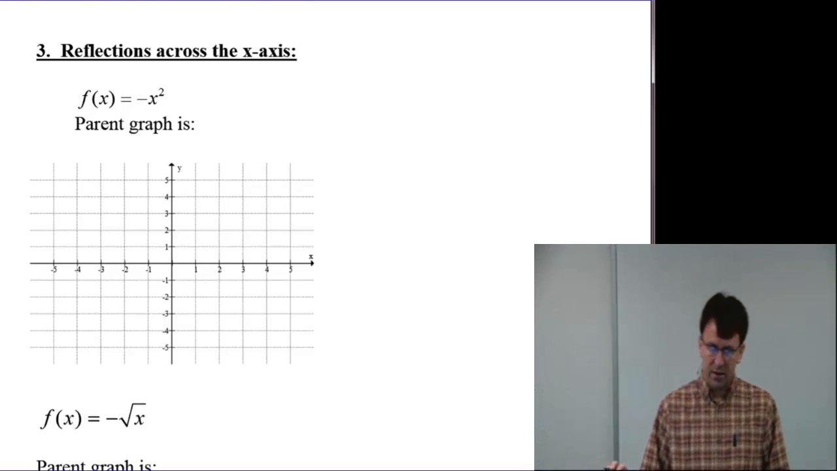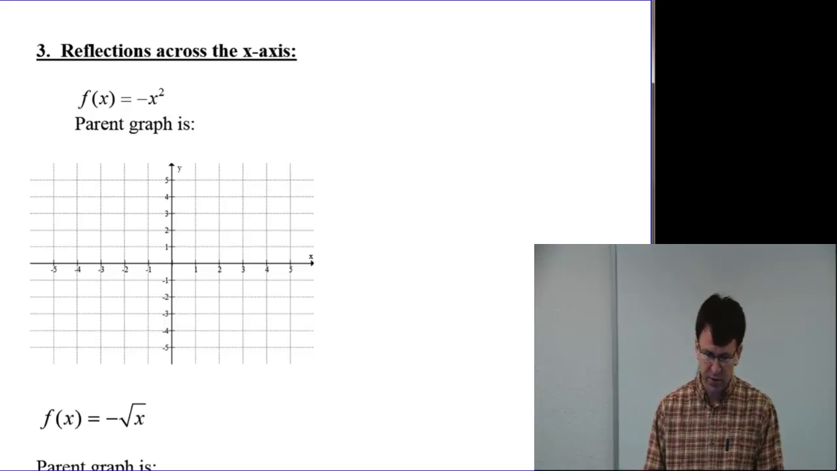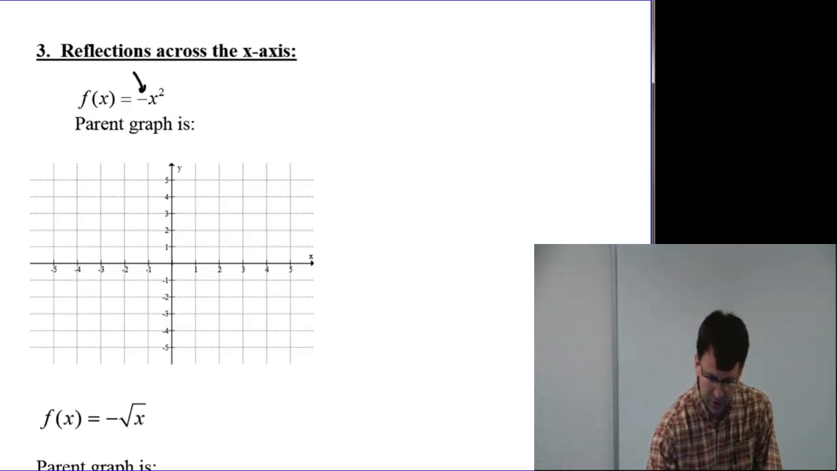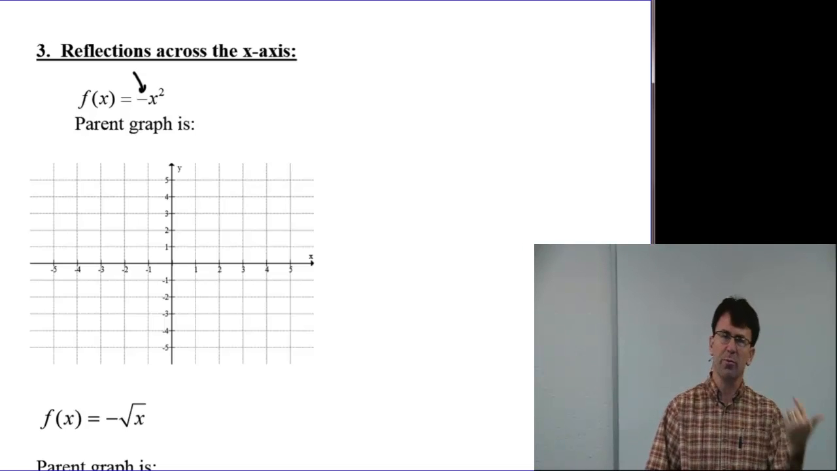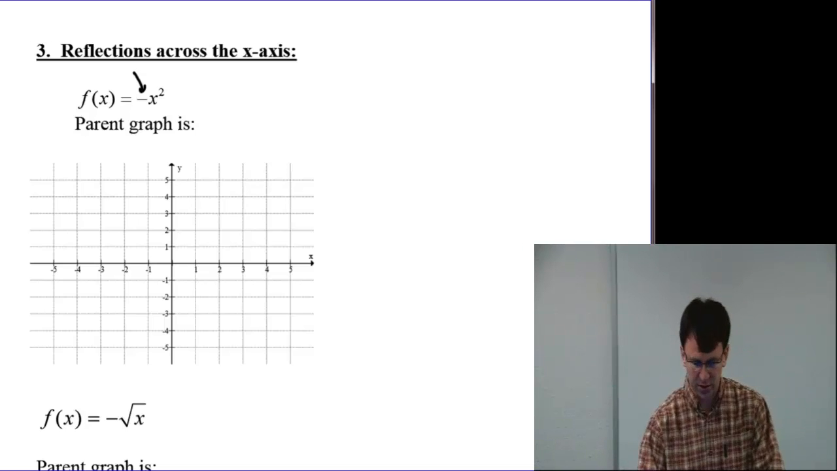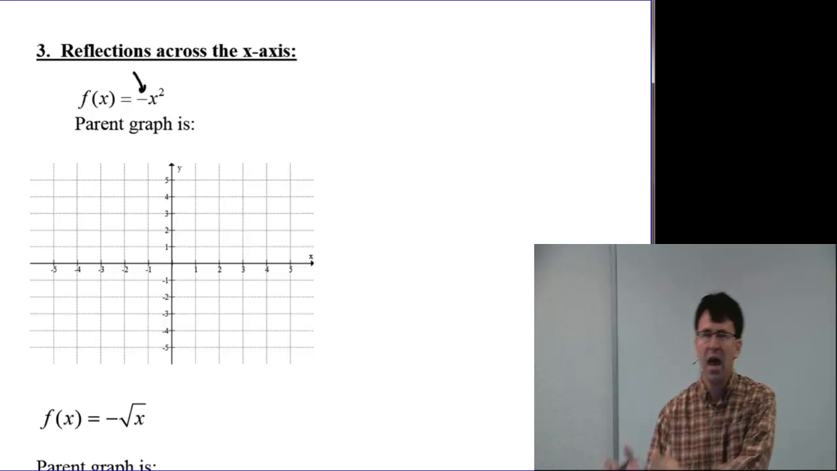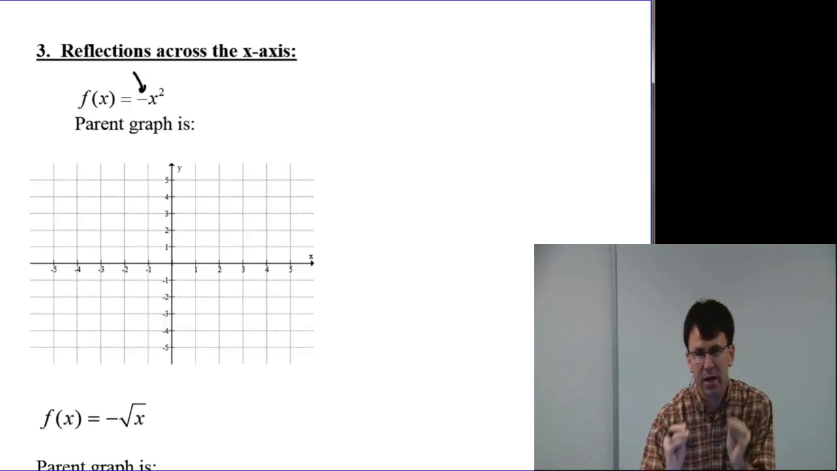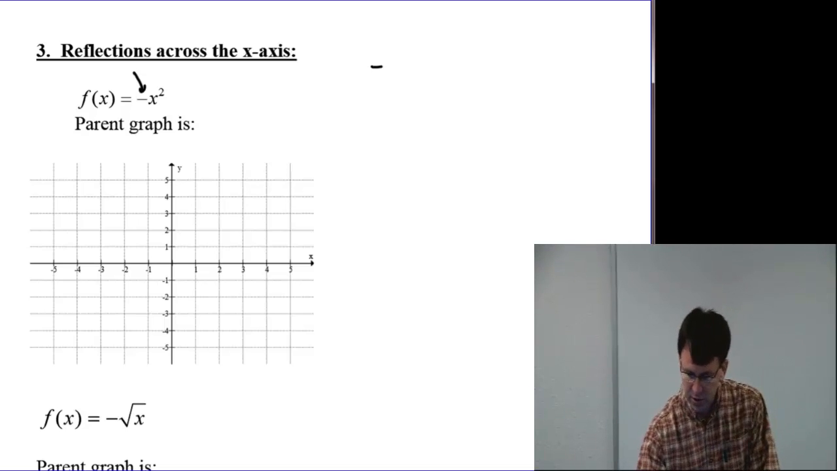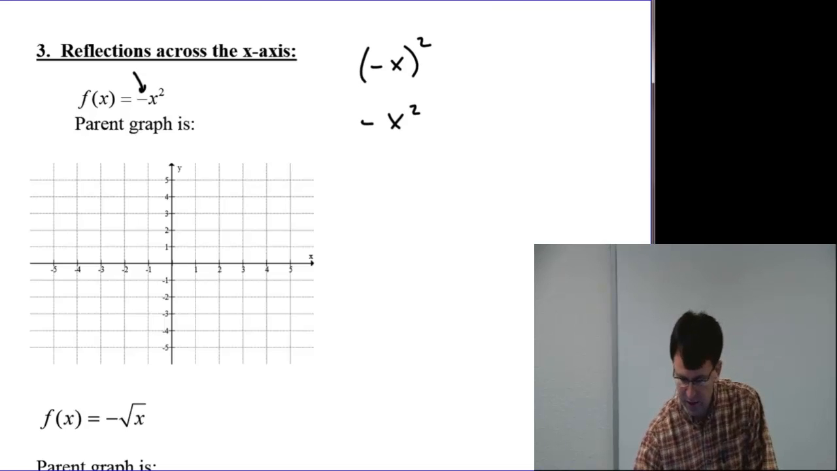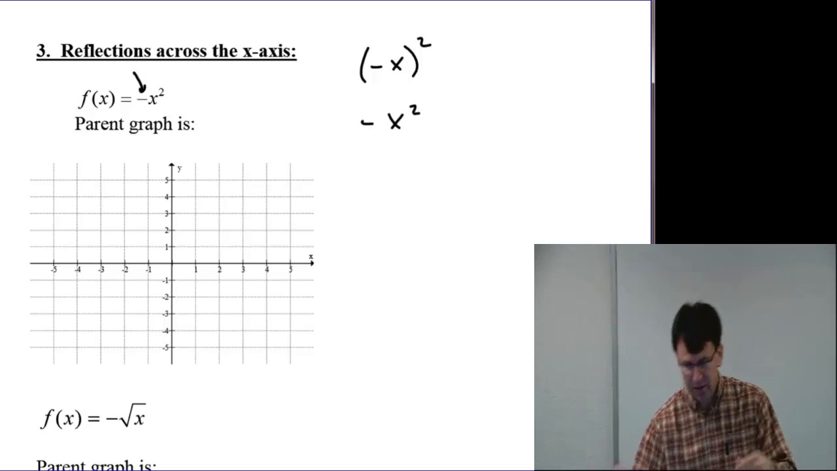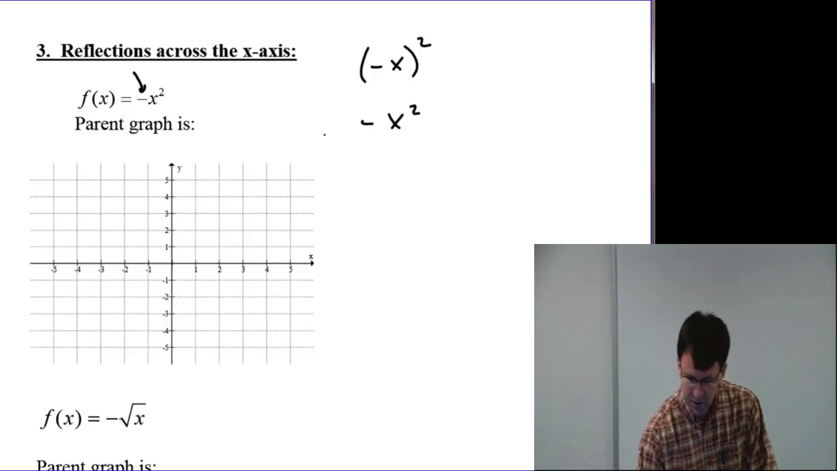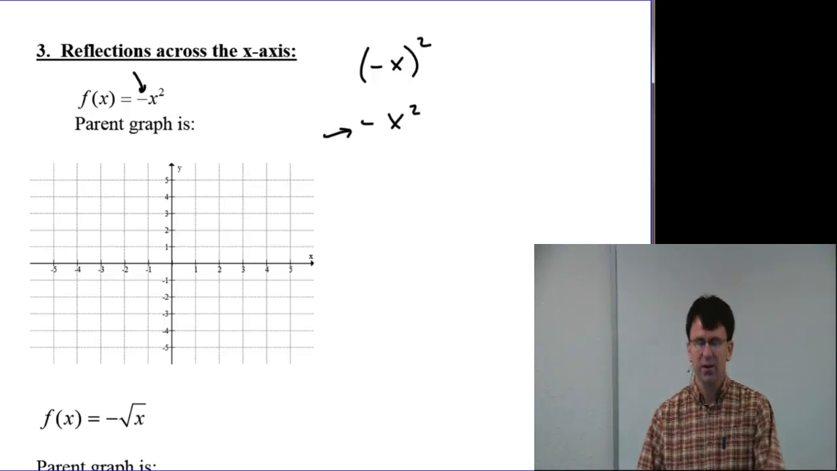Our next transformation is going to be a reflection across the x-axis. And what that reflection across the x-axis is, is just applying a negative. And I want to focus on the fact that this negative is happening outside of the major piece of this function. There's a difference between having a negative x squared and having a negative x squared. This will always give you a negative output.